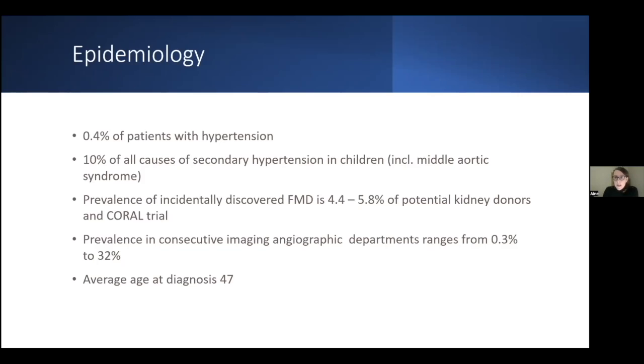And again, depending on what cohort of patients you're looking at and what imaging was used to look at those patients, the prevalence can go up to about 1/3 of patients. The average age of diagnosis is 47. And again, this is based on registry data.